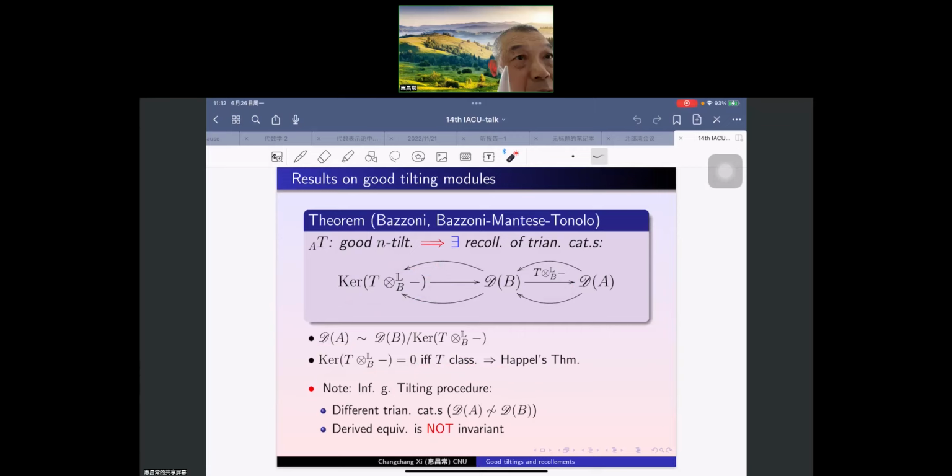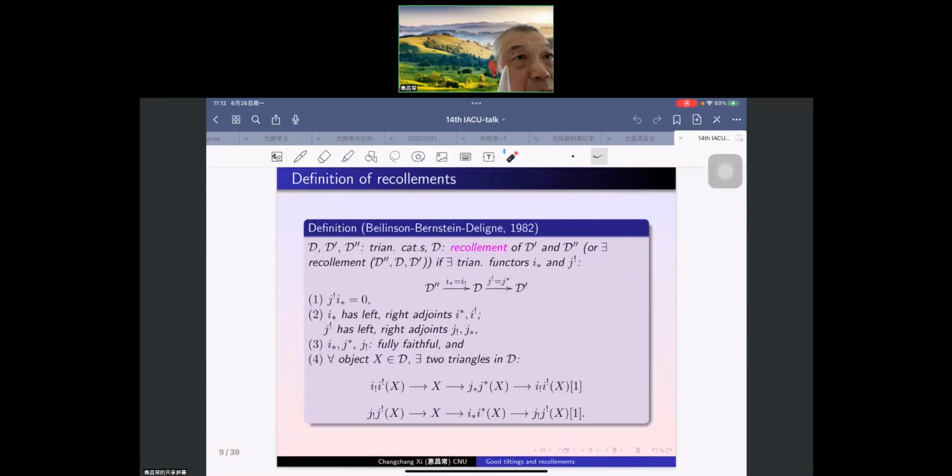So from this picture, we will see that with an infinitely generated tilting procedure, we encounter a different triangulated category, or we have a different derived category of A and derived category of B. These two are different. That means derived equivalence is not invariant under this tilting procedure. And here we involve a notion we call the recollement. Roughly speaking, recollement is an extension of short exact sequences of Abelian categories.